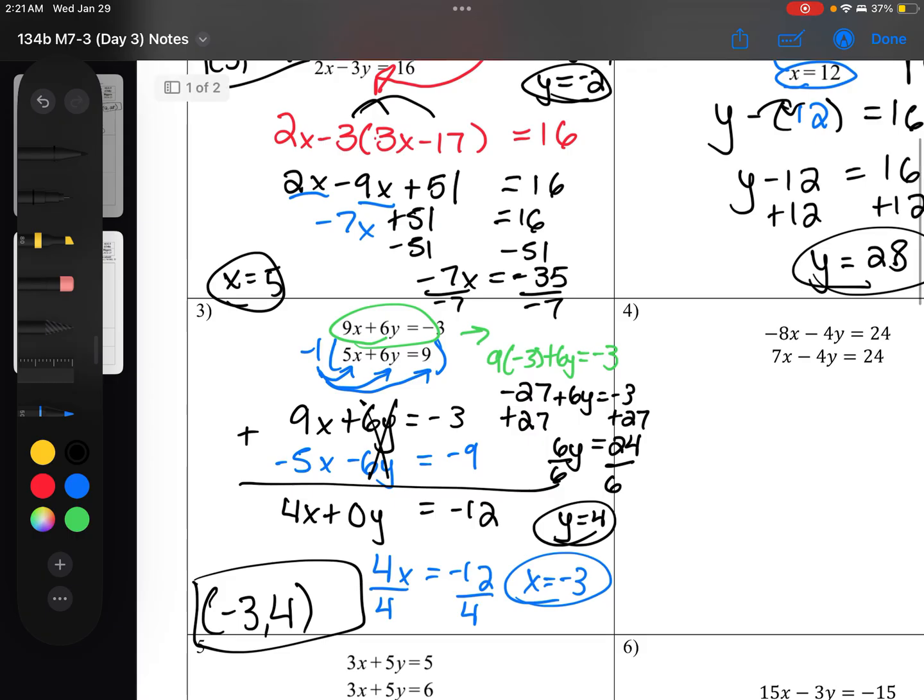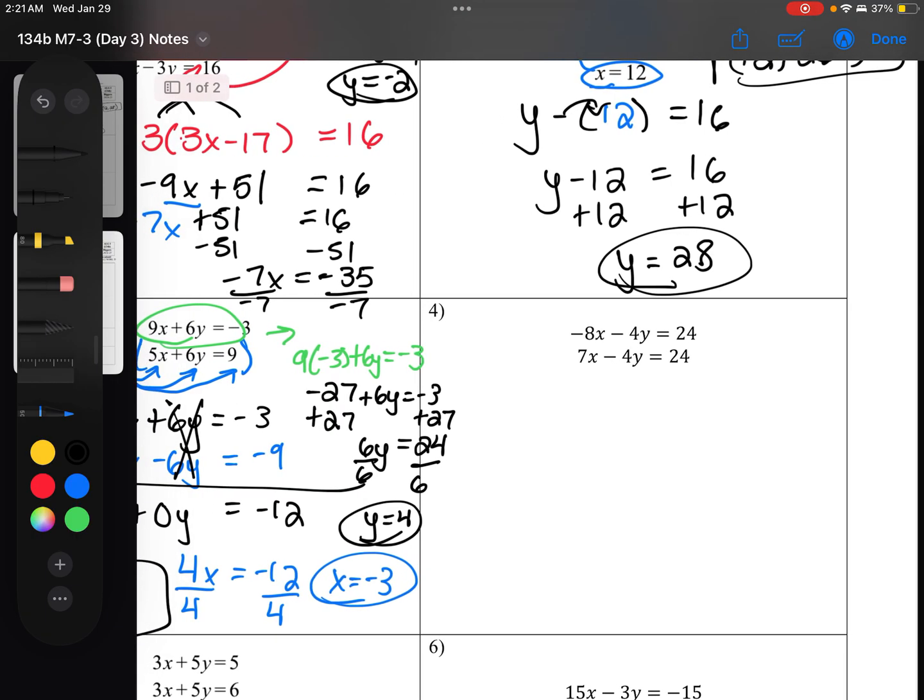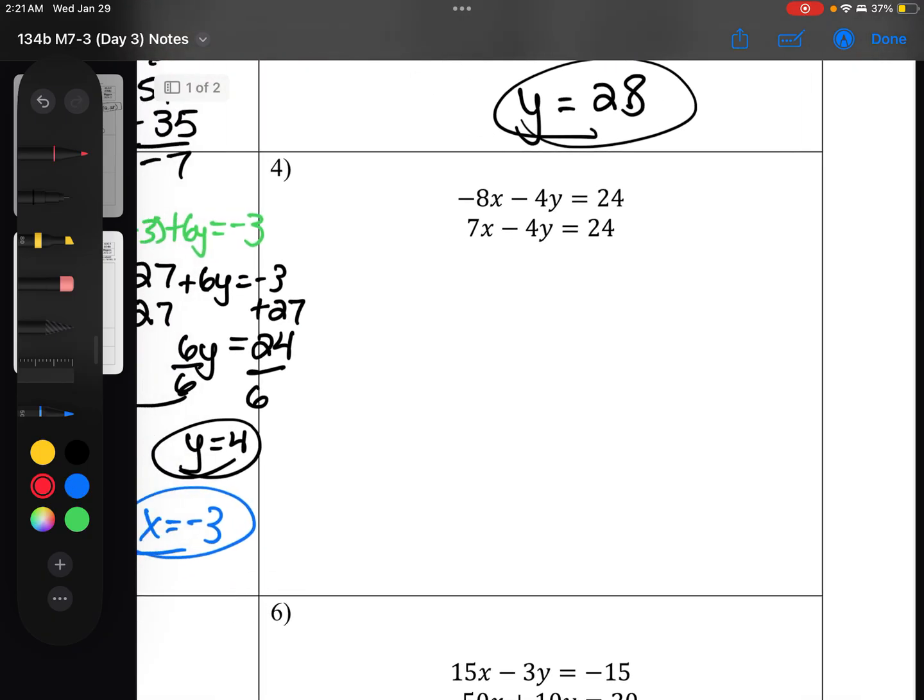I want you to try number 4. I'm going to go ahead and do it now, though. All right. So the top one, we are going to multiply by a -1. And why are we going to do that? Because I want those two 4s to cancel out. Right now, they're the same thing, so I need the top one to become a positive. To make a negative a positive, you have to multiply it by -1.